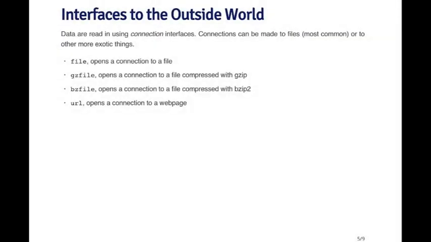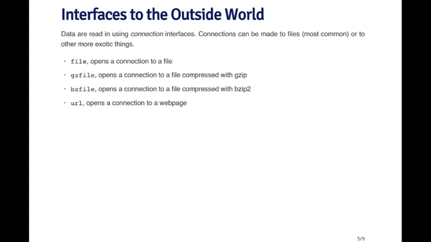So there are a variety of ways that you can interface between R and the outside world. Generally speaking, there are functions that are used to open up what are called connections to the outside world. Usually, the most common type of connection is to a file. So, for example, if you want to read a file, then you can create a file connection. You might want to, for example, read a compressed file. That's a slight variation on that.